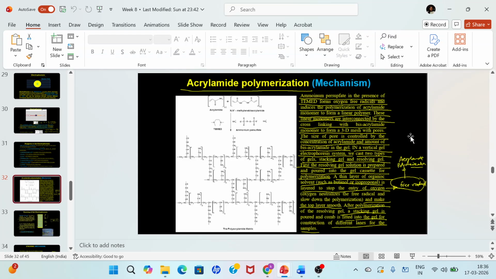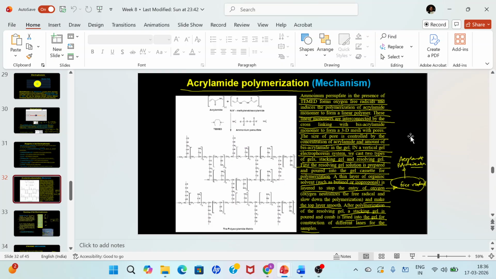ठीक है, so what is the mechanism of acrylamide polymerization? APS in the presence of TEMED forms oxygen free radicals and induces the polymerization of acrylamide monomer to form a linear polymer. These linear polymers are interconnected by cross linking with bisacrylamide to form a mesh with pores, and the size of the pores is controlled by the concentration of acrylamide and the amount of bisacrylamide in the gel. ठीक है, so the pore size can be different depending upon the amount of acrylamide and bisacrylamide used.